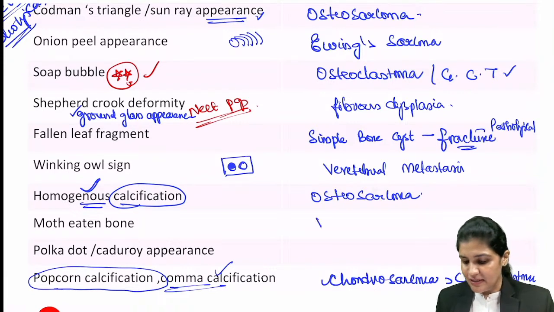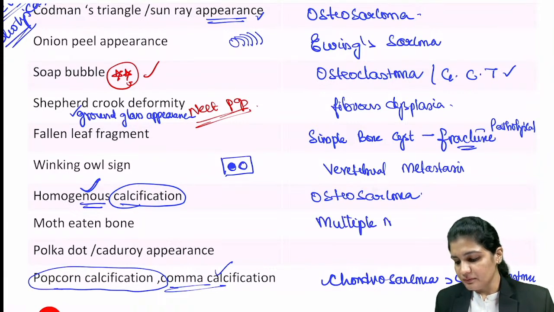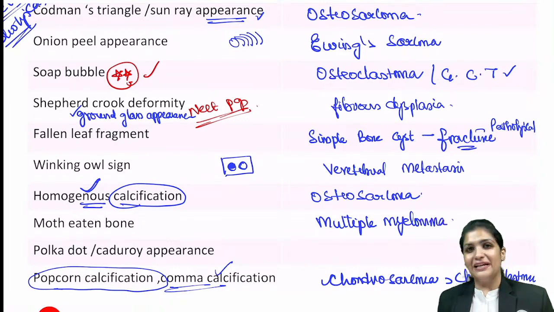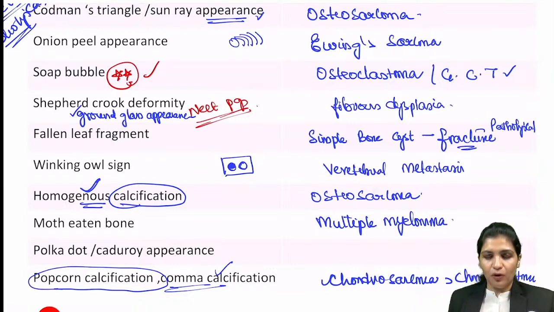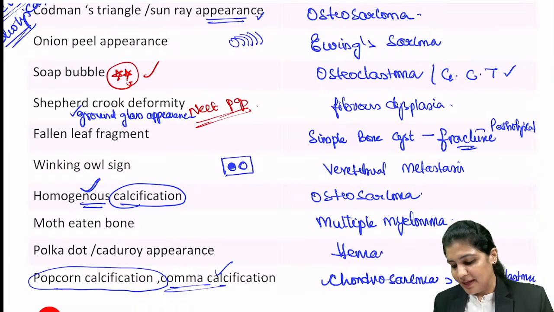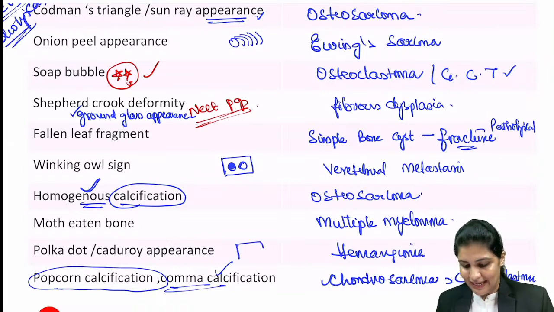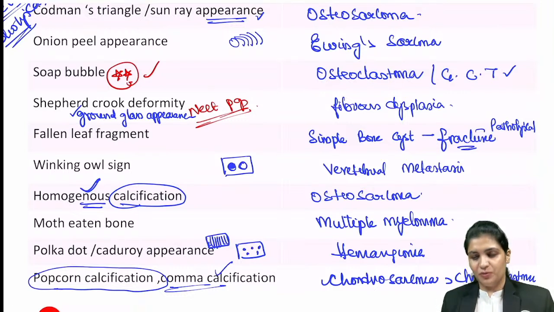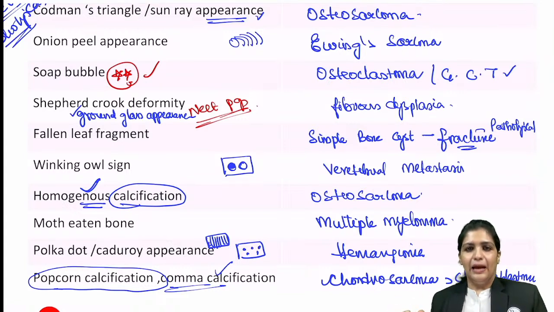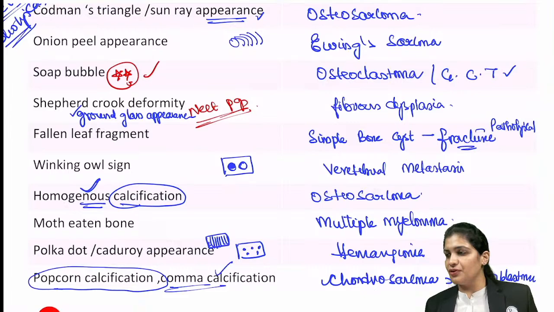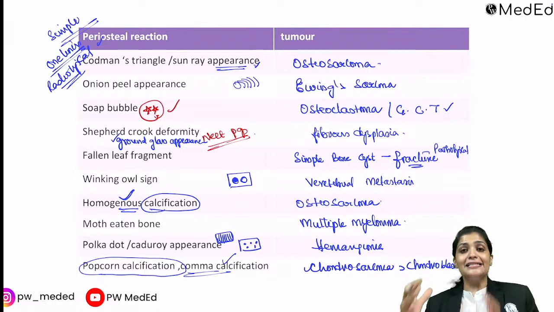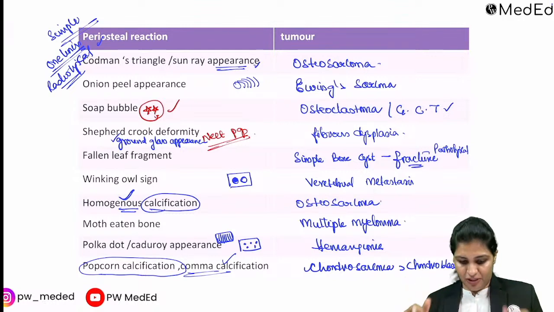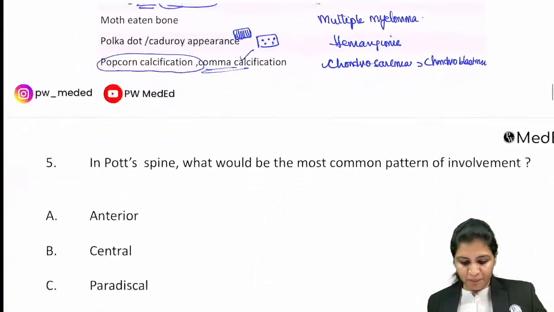And moth-eaten appearance, it is multiple myeloma. Multiple myeloma usually shows punched out lesions on the skull or a moth-eaten, aggressive appearance. Then polka dot or corduroy appearance is hemangioma, and this is mainly seen in the CT scan, like the polka dot or corduroy pant cloth which is seen as striated lines. These are certain important periosteal reactions which you have to remember, and they play an important role in taking you to the diagnosis, right? So that completes the tumor part.